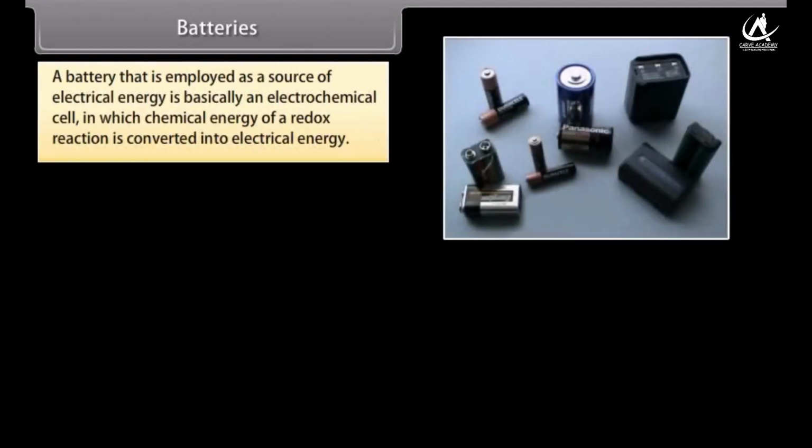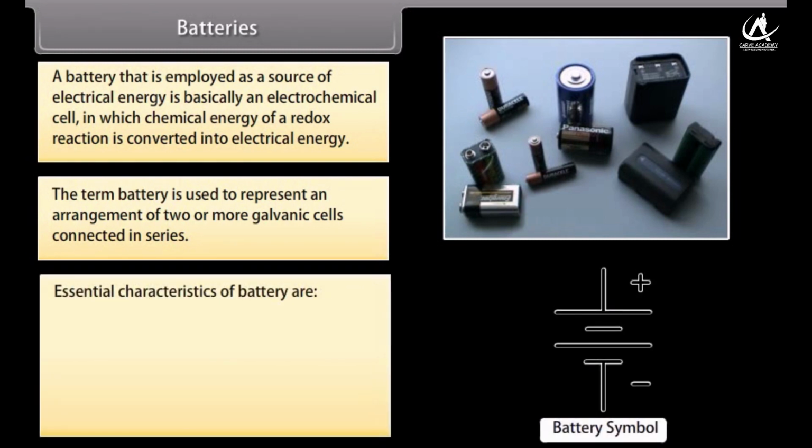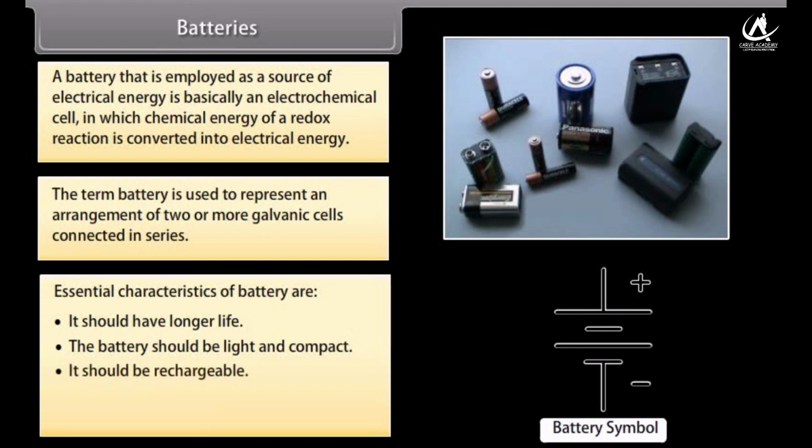Batteries. A battery that is employed as a source of electrical energy is basically an electrochemical cell, in which chemical energy of a redox reaction is converted into electrical energy. The term battery is used to represent an arrangement of 2 or more galvanic cells connected in series. Essential characteristics of a battery are: it should have longer life, the battery should be light and compact, it should be rechargeable, and the voltage should not vary much during the use of the battery.